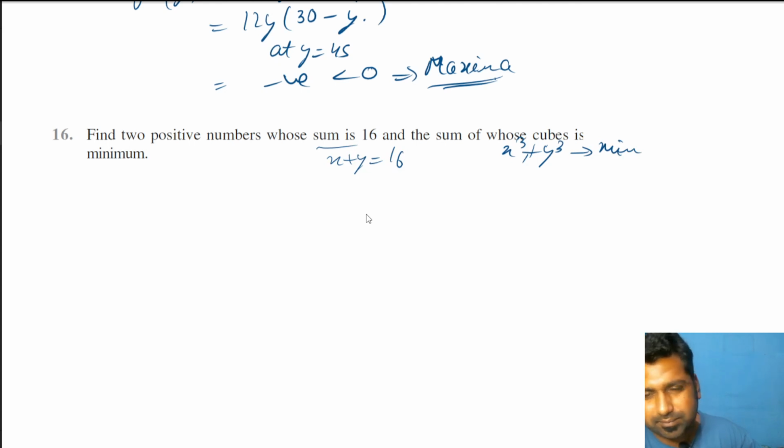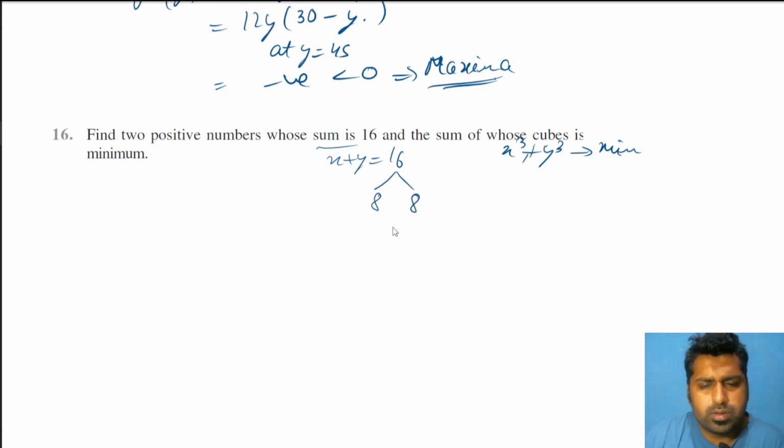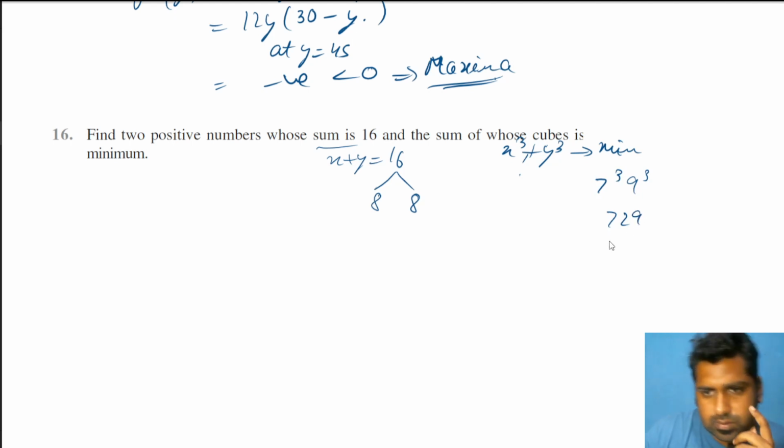I can see symmetry here because in x cube plus y cube there is no dominant factor. Pretty much I'm guessing you should get this as the answer, 8, 8. Anything else you'll get more. Let's check it roughly before even solving. 8 cube, 512, so 512 plus 512 is 1024. If we do 7 cube and 9 cube, 9 cube is 729, 7 cube is 343, total more than 1024. So yeah, the answer will work.